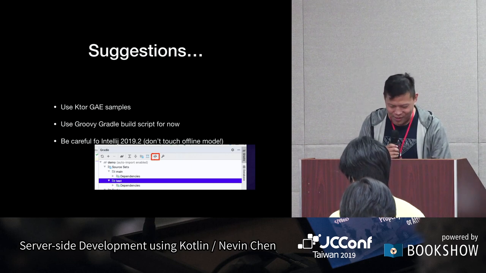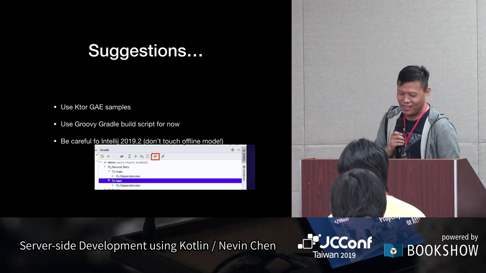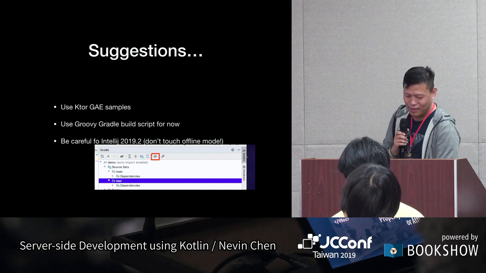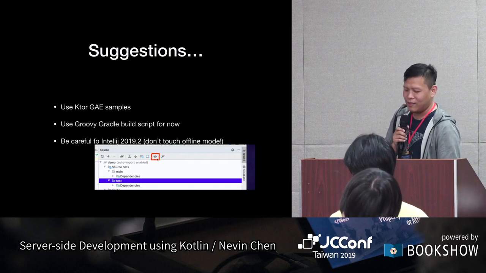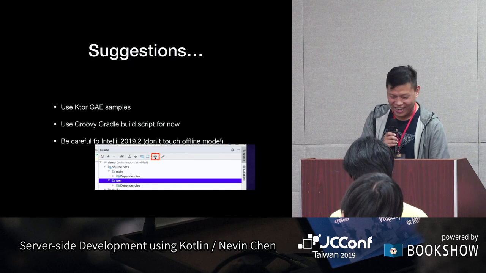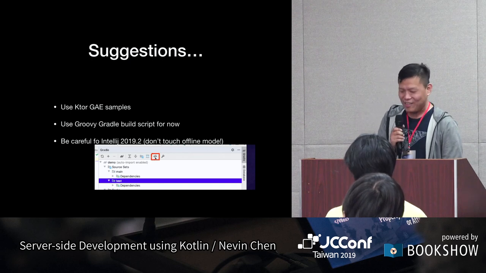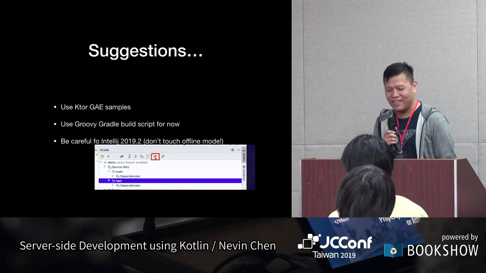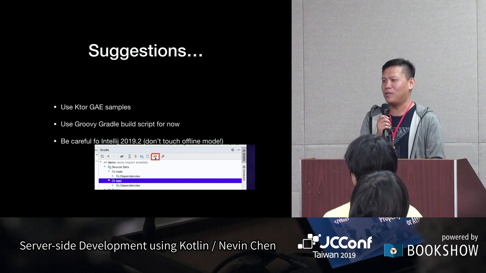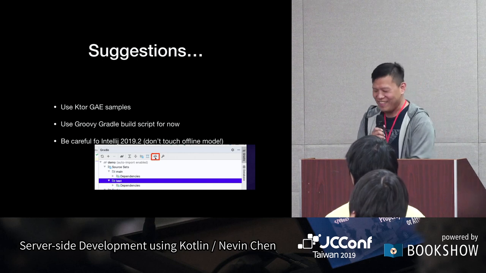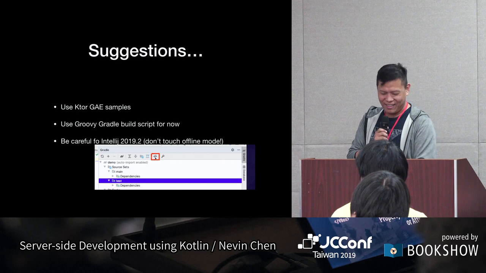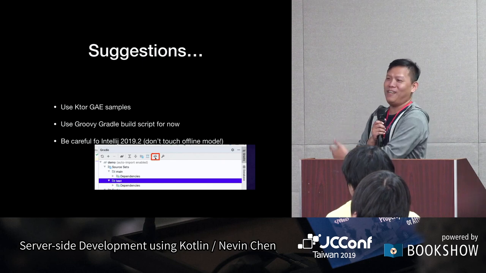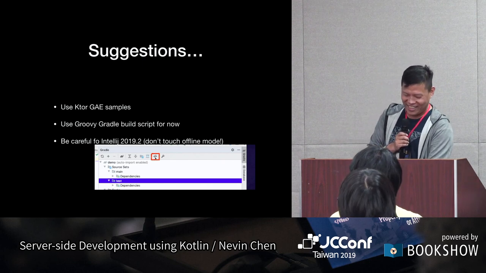And be careful with the latest version of IntelliJ, because in the Gradle build tab here, if you accidentally click on the offline mode, it is here. I don't know why they put offline mode outside. So you keep saying, I cannot find my dependency, it just won't update. So be careful, don't touch that button. Android Studio doesn't have this button yet. So Android developers, you're lucky.